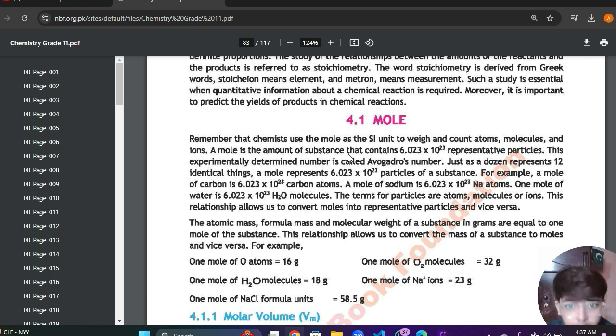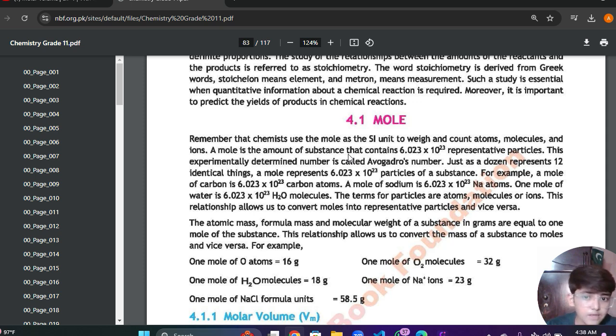Let's just zoom into it and study what it is. Remember, the chemists use the mole as the SI unit of weight and count of atoms. That is perfect, as we studied in our maybe ninth and tenth grade, what is mole, how to calculate it, how to formulate its unit and utilize it with weight or count of atoms. That is correct. Now, there are molecules, formula molecules, there are moles, there are masses as well. How to represent that with mole is what we are going to cover in this chapter.